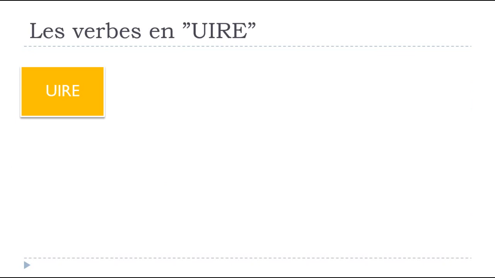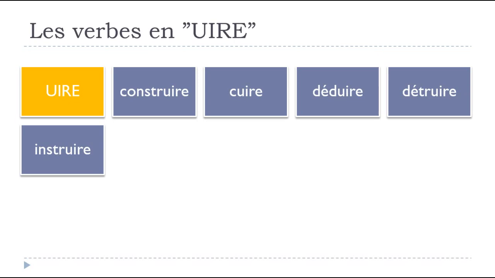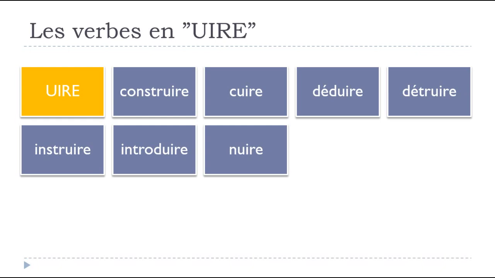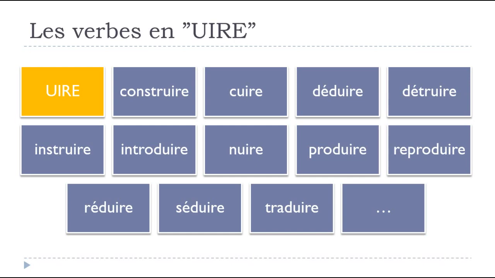So we'll see now the other verbs that will actually be conjugated like conduire: construire, cuire, déduire, détruire, instruire, introduire, nuire, produire, reproduire, réduire, séduire, traduire, and a few others. Okay, so let's see them one more time. Construire, cuire, déduire, détruire, instruire, introduire, nuire, produire, reproduire, réduire, séduire, traduire.